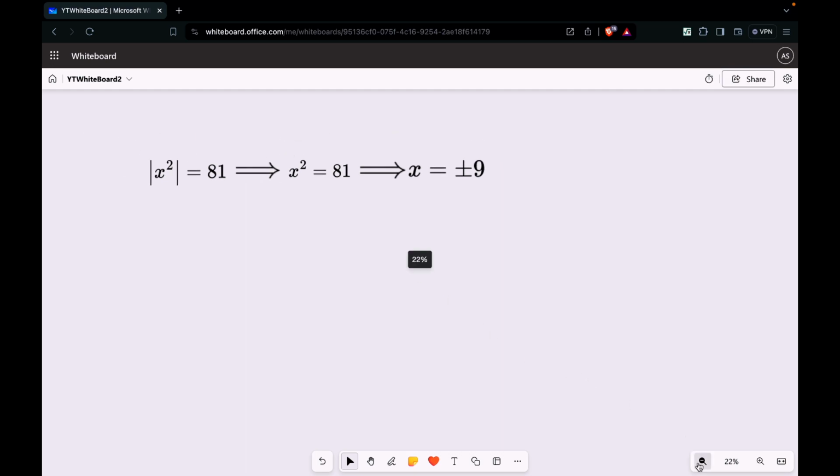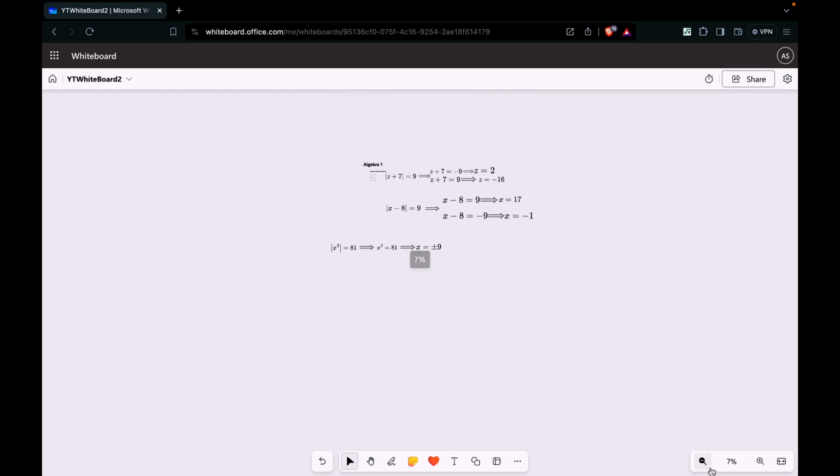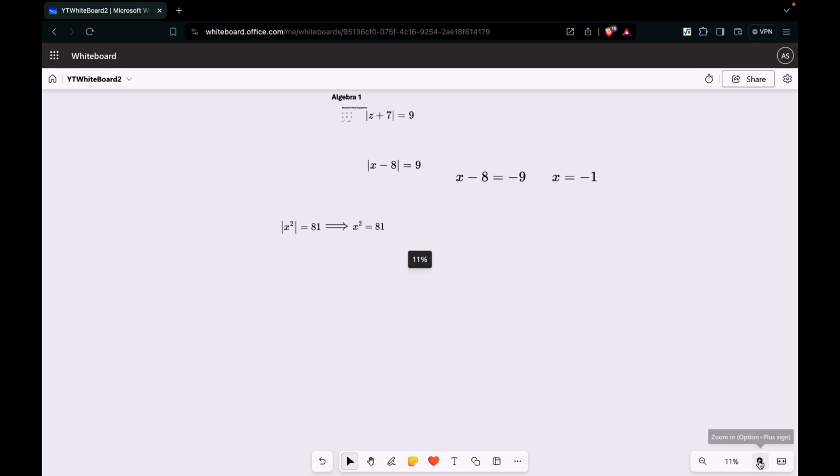So, that's basically it. I solved the 3 examples, and I think you're good to solve the rest of the problems on your own. And don't worry, it's not really that hard. Because all you're doing is just solving some equations, and I'm sure you'll be fine.